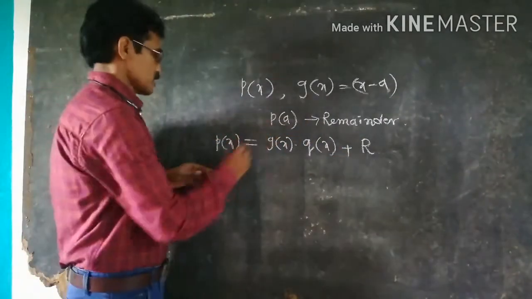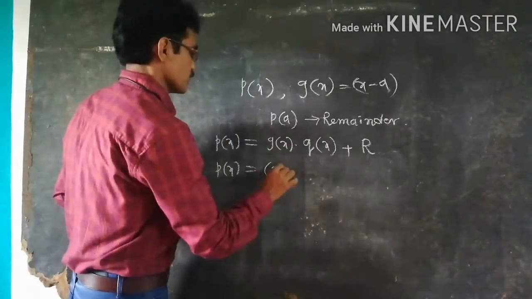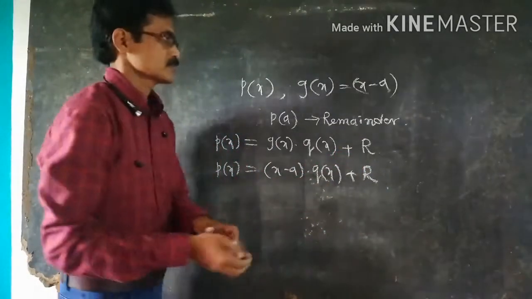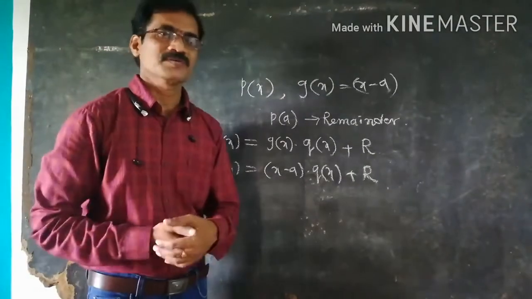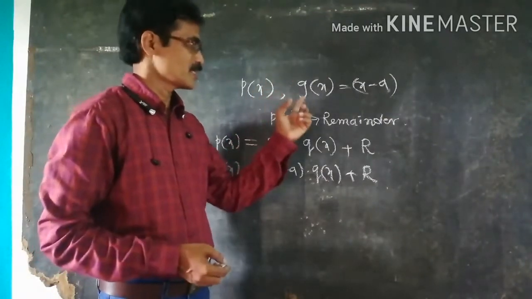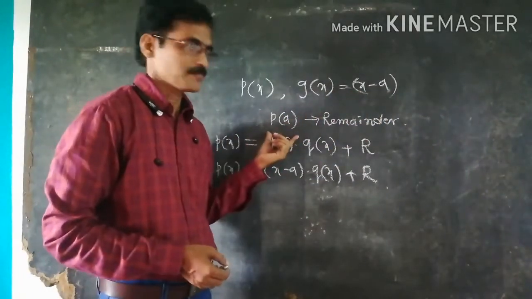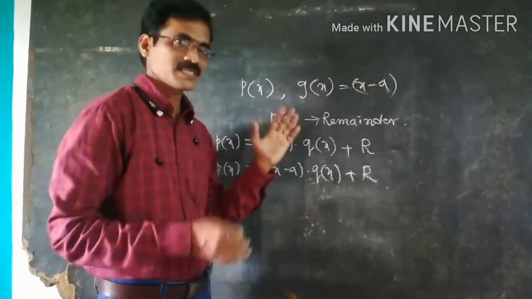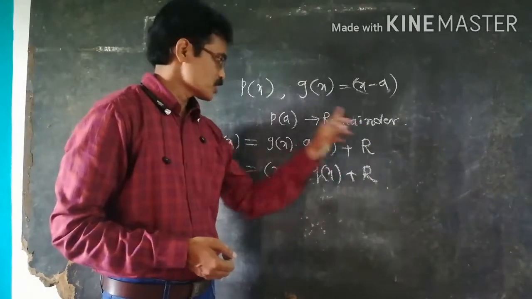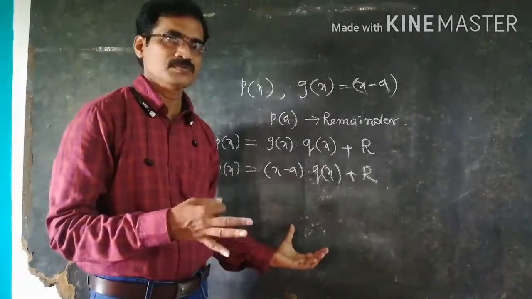Now let us take the polynomial x minus a. In the place of g of x, you write x minus a into q of x plus the remainder r. So what is the remainder theorem? What are we going to prove here? If a polynomial p of x is divided by g of x, that is a linear polynomial, then you will get the remainder p of a. This p of a you will get as the remainder. That is the theorem we are going to prove. So the remainder must be p of a. We have to get that here.